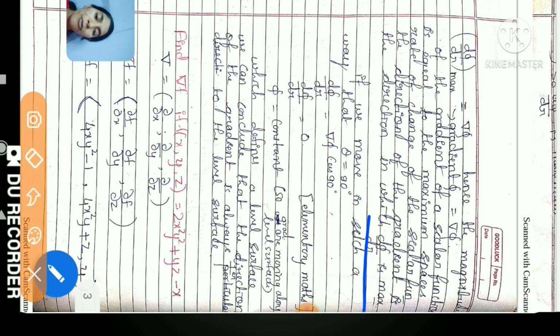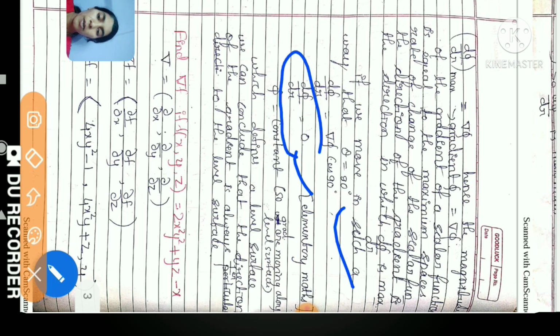So if we move in such a way that theta is equal to 90 degree, what happens? dφ by dr is equal to del of φ cos 90. Cos 90 is how much? 0. So cos 90 is 0 means dφ by dr is equal to 0, which is elementary mathematics. By using elementary mathematics, if the derivative of some value is 0, then φ should be constant. This is the elementary maths.